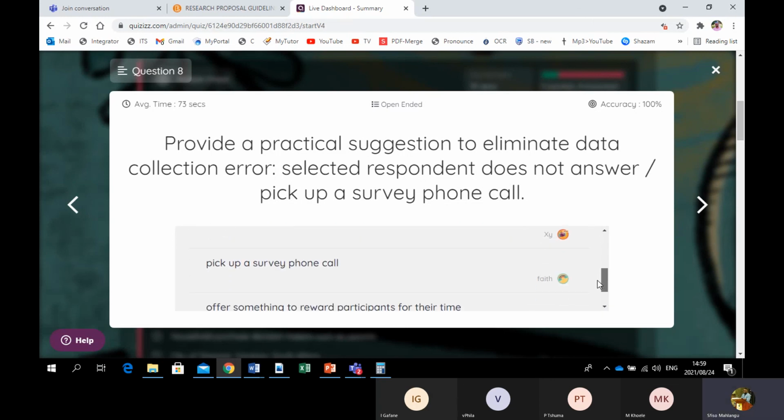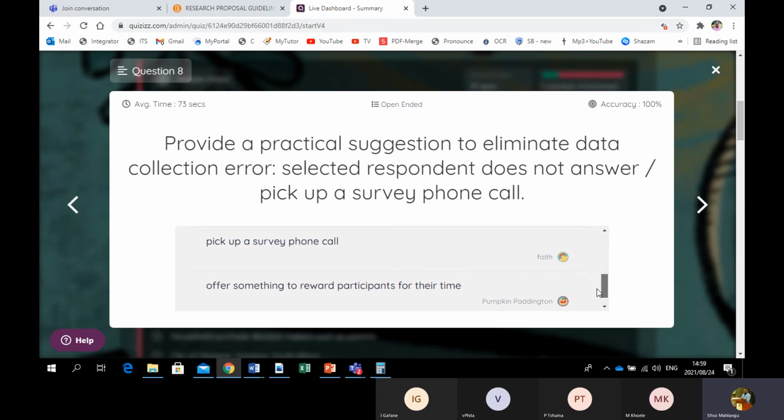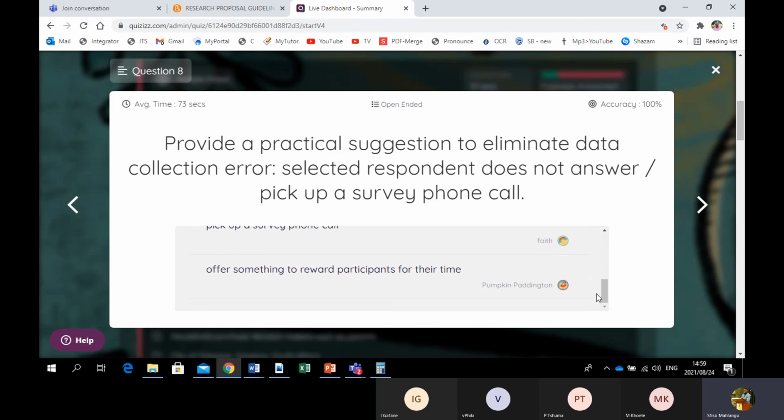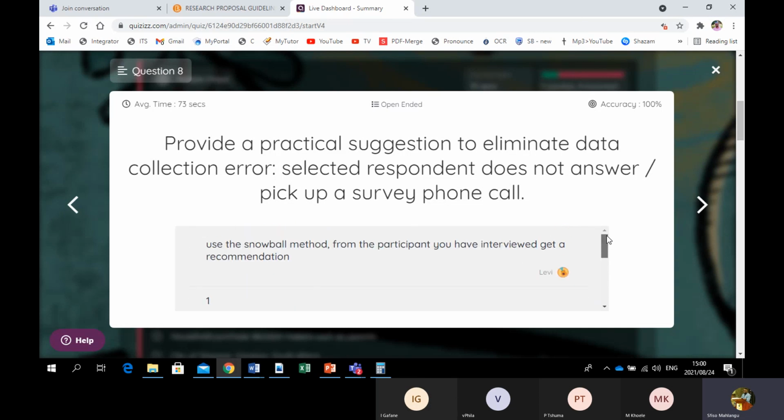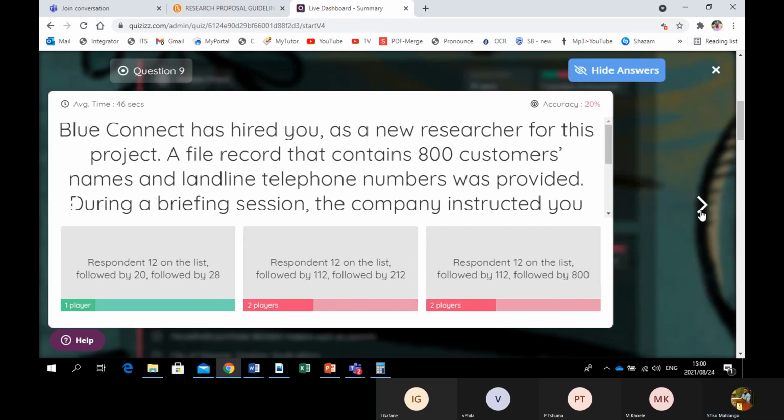And then there was another suggestion, offer something to reward participants, but now it means you'll have to offer them via SMS because they are not picking up their calls. It's also another suggestion. Maybe provide them an SMS, complete this survey, get a certain amount of data, and then they will answer a call. So any suggestion that will lead to them picking up the phone is relevant. Or you can make a simple one, such as call at a different time.